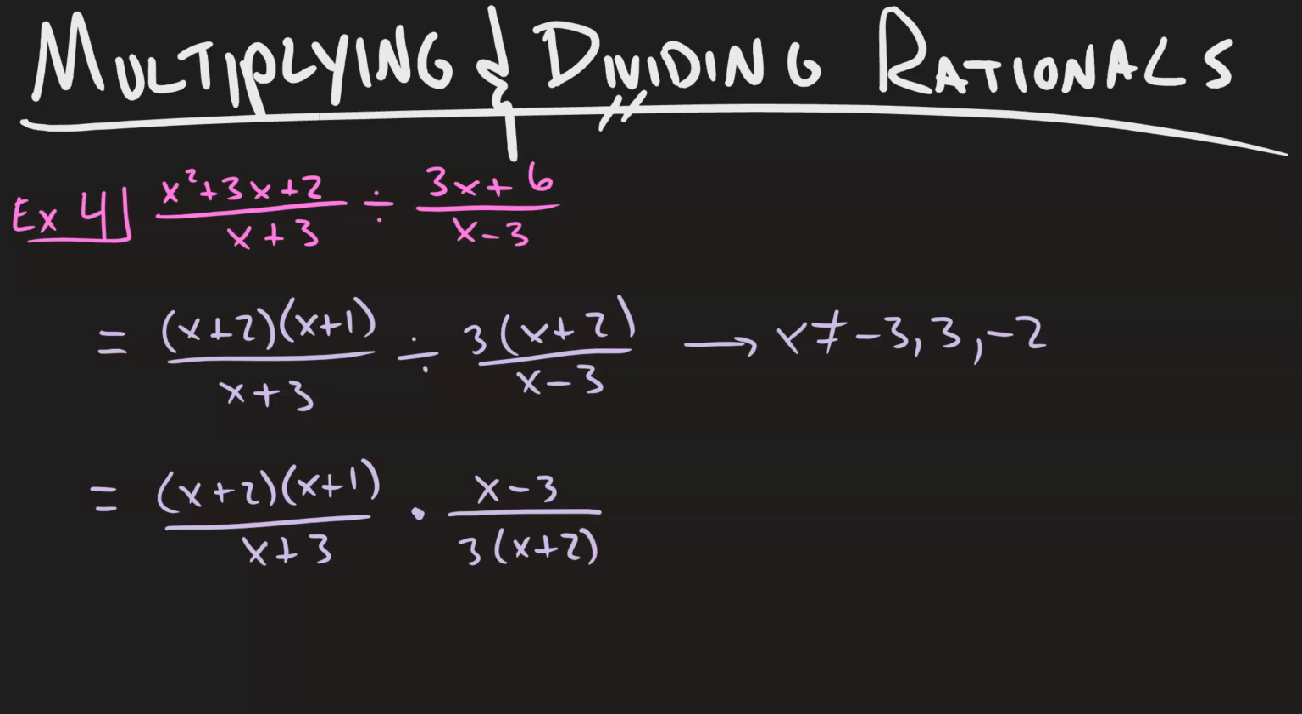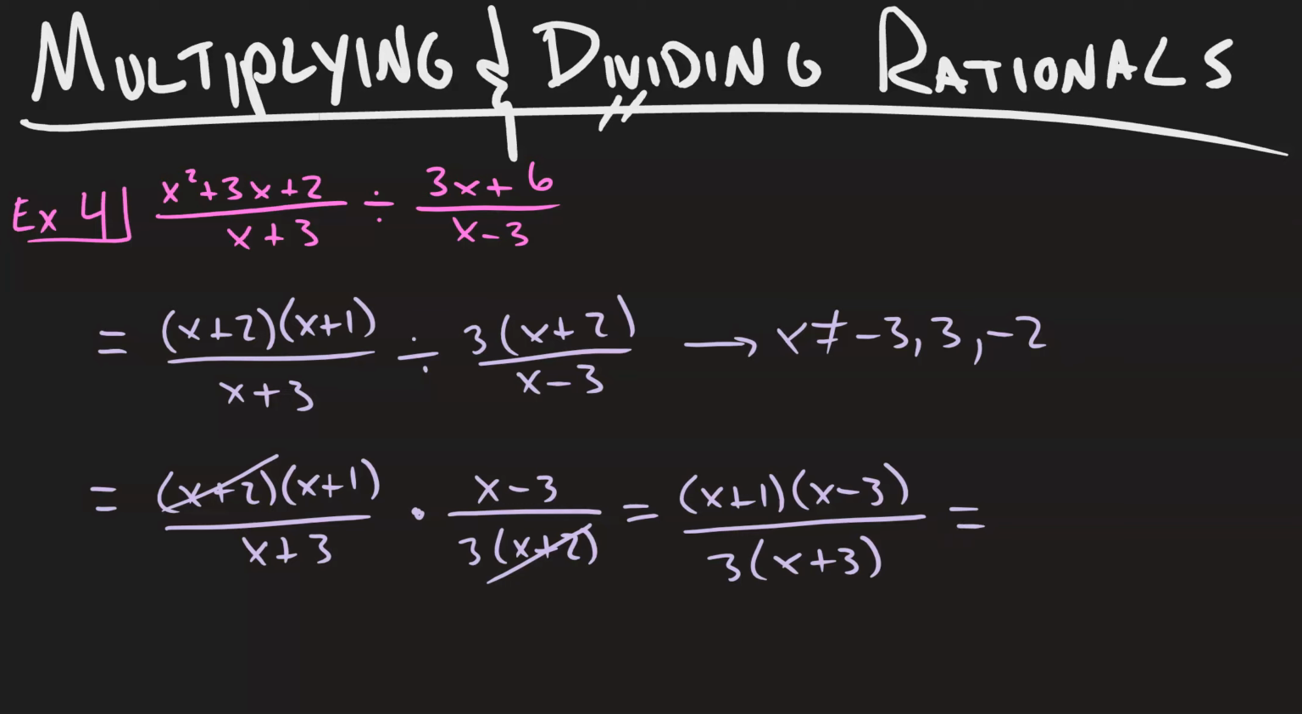So now we can do what we usually do and cancel out common factors. So the x plus 2's can be canceled out, leaving us with x plus 1 times x minus 3 over 3 times x plus 3, which is the factored form, and we can multiply everything out, and we would get x squared minus 2x minus 3 over 3x plus 9.